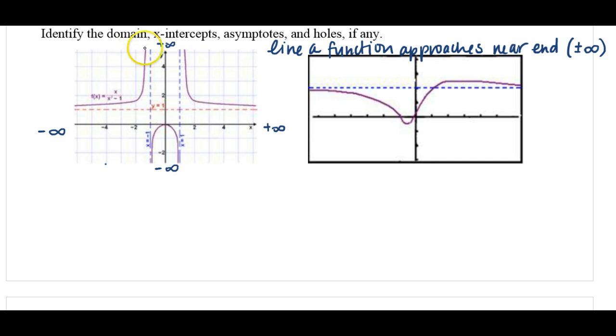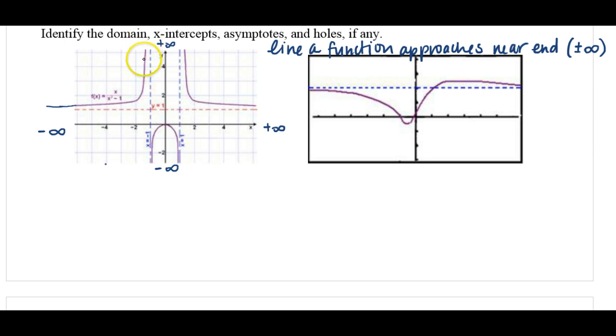So now we can talk about domain. Domain is the collection of all x values that give us a y value. So on this particular graph, way over here at negative infinity, this graph is going to keep going on and on and on. It's going to get closer and closer to this asymptote. So every x value will correspond to a y value from negative infinity all the way up until negative 1.